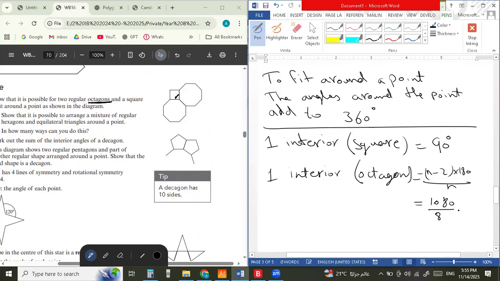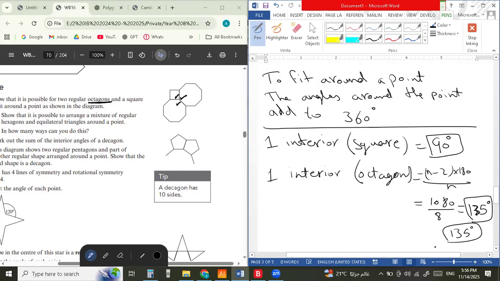1080 over 8 is going to give you the size of one interior angle. So we said 90 is one interior angle in a square. One interior angle in an octagon is 1080 divided by 8, which gives exactly 135 degrees. That's the interior angle of an octagon. But we have two octagons. This is one interior angle in an octagon, which is 135, and one interior angle of another octagon, which is another 135.